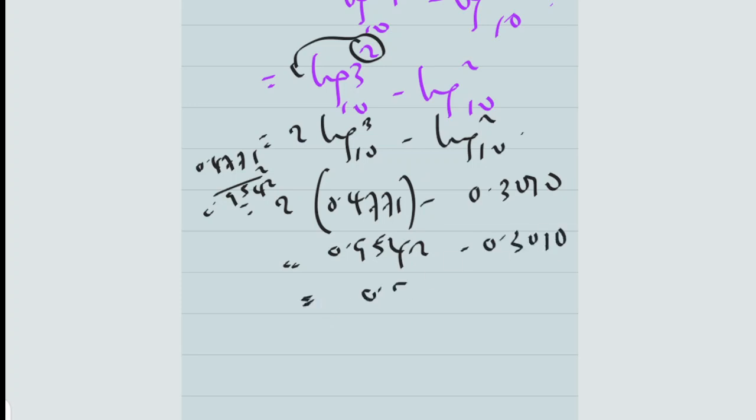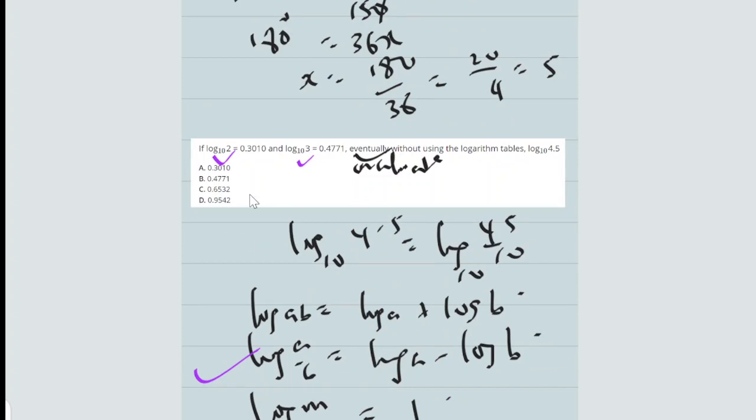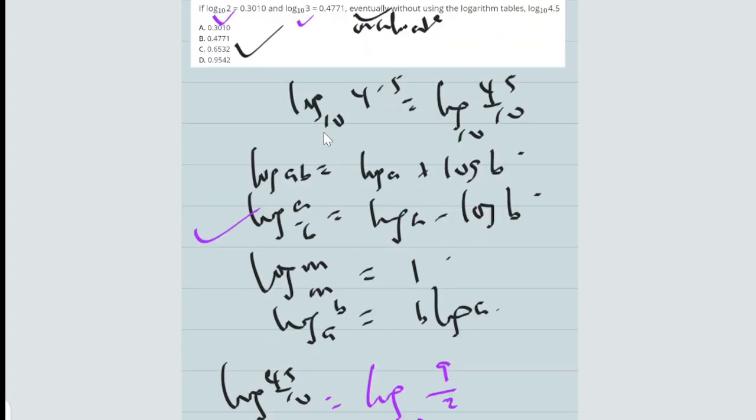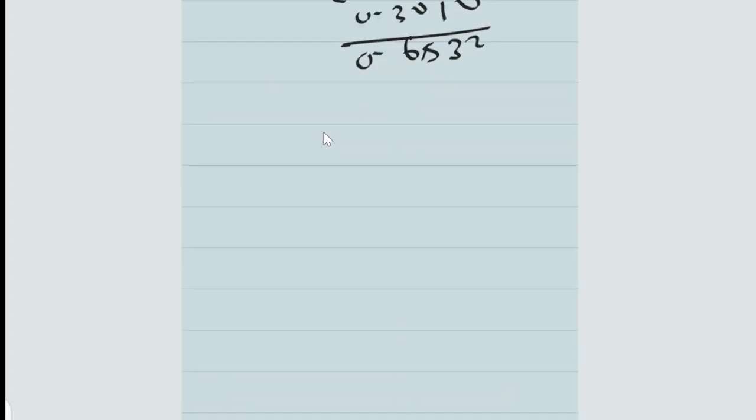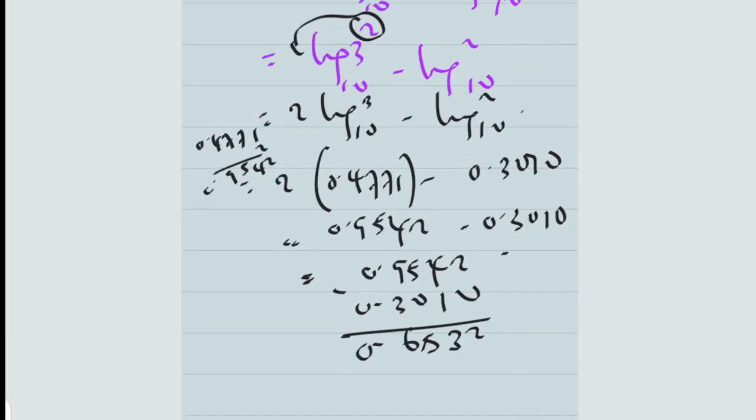If you simplify it further, 0.3010, this is 2, 3, we are subtracting, 5, 6. So that's 0.6532. So option C is your answer. Yeah, it is very simple, as you can see. Okay, the next question.